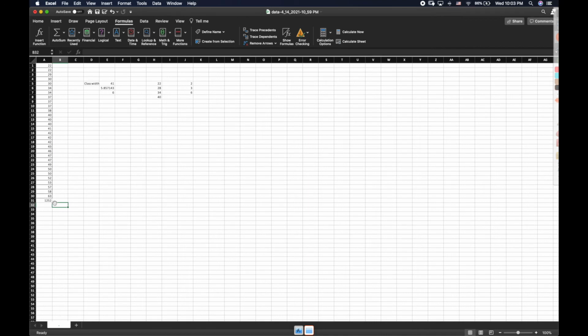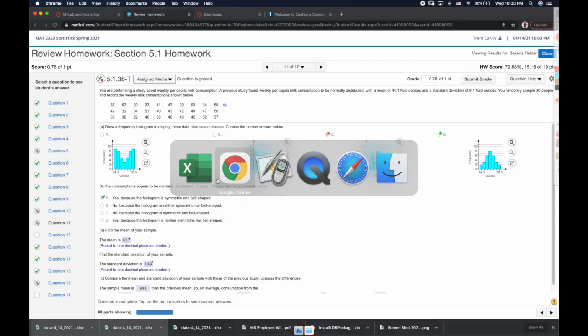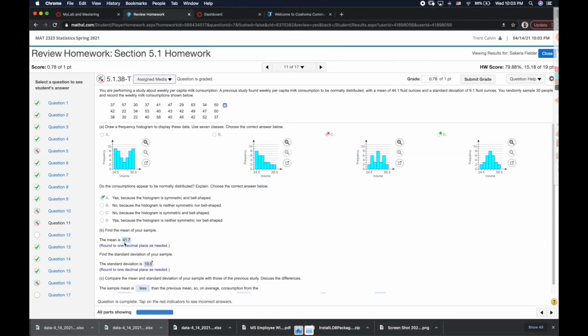So my mean is going to be equal to this divided by 30. So we get 41.73, so 41.7. Okay, it's around 1 decimal place. Standard deviation, you can do this in the calculator as well.